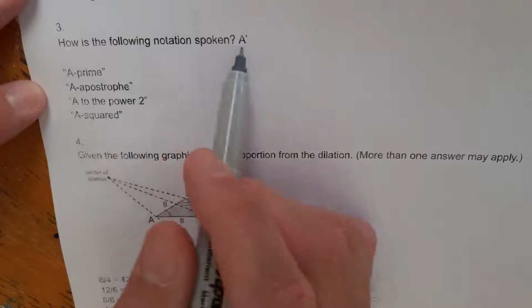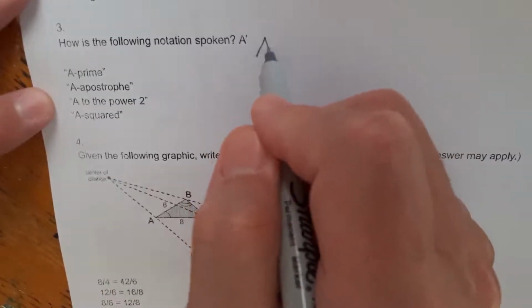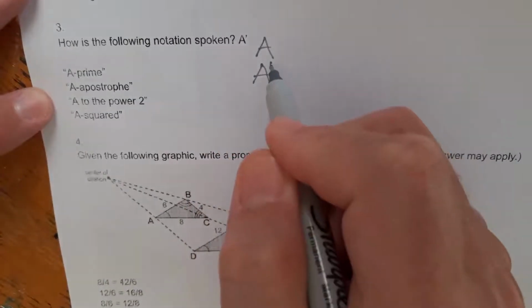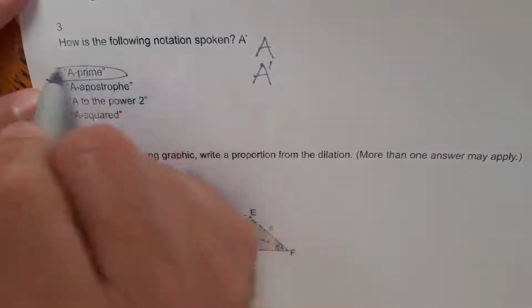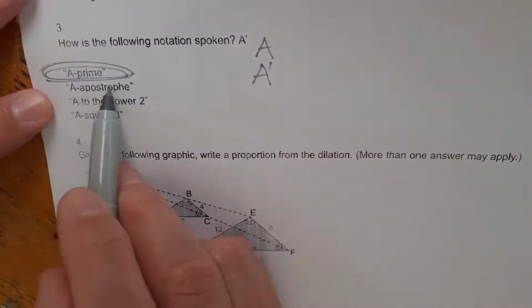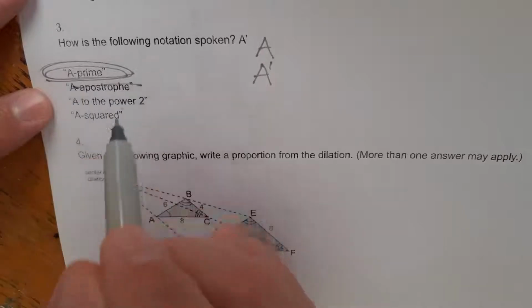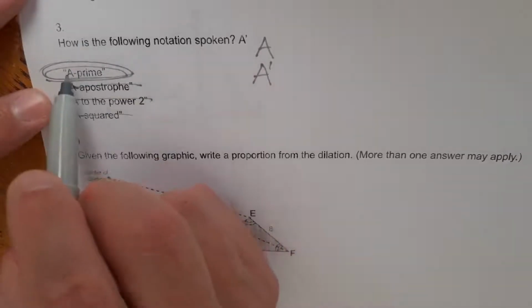How is the following notation spoken? A prime. So this is A, put a tick mark or an apostrophe on it, and it becomes A prime. Not A apostrophe. That's a mislead. All right? No power of 2, no squared. It's A prime.